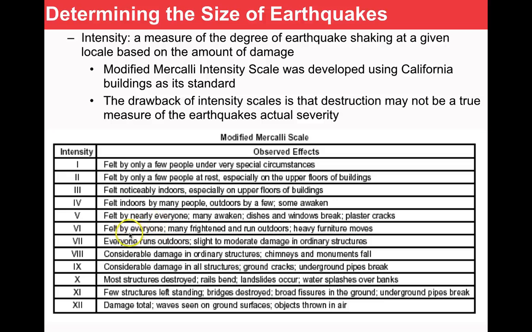Let's see here, an intensity 8 would be considerable damage in ordinary structures, chimneys and monuments fall. 9 is very large damage, considerable damage in all structures, ground cracks, underground pipes break, and you'll also go all the way up to 12.